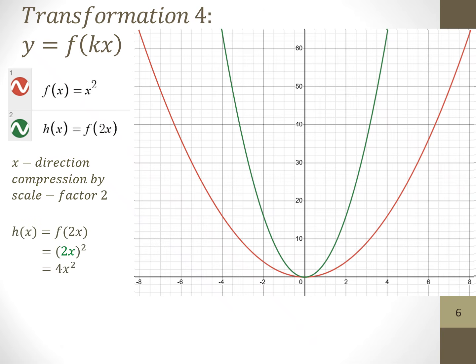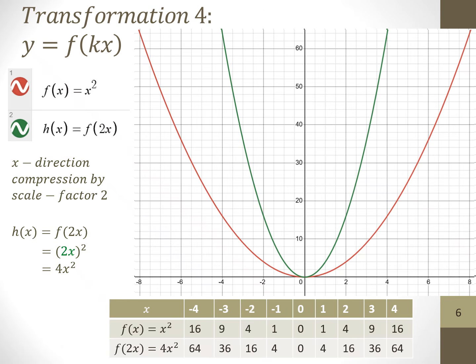And if we check with our algebra, if we apply 2x and replace everywhere we had x before with 2x, this new function, which I've called h of x, is equivalent to 4x squared.